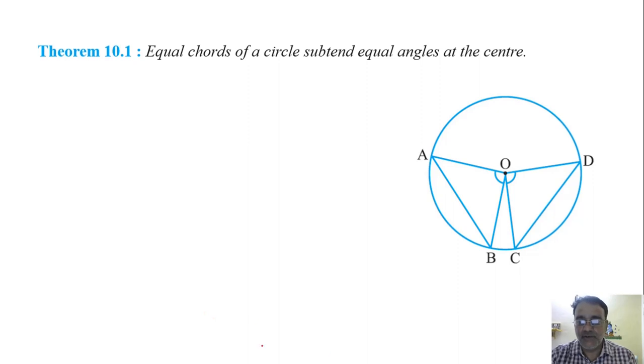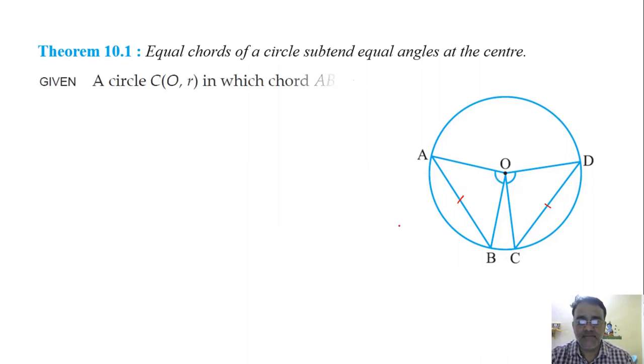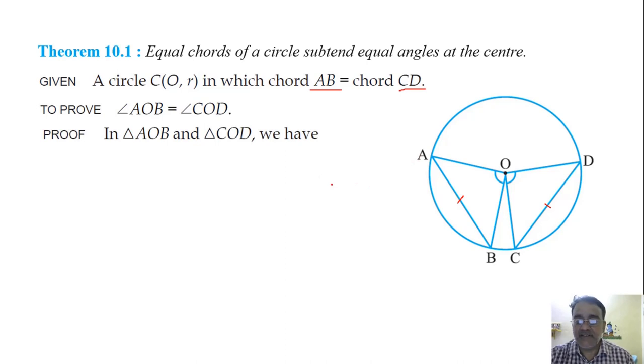Okay, so first I'm going to draw the diagram according to the given statement: equal chords. AB is equal to CD, it is given, and we have to prove that they subtend equal angles at the center. So we have to prove these two angles are equal. What is given? A circle with center O, radius R, in which chord AB is equal to CD. And what we have to prove? Angle AOB is equal to angle COD. Here there is no construction.